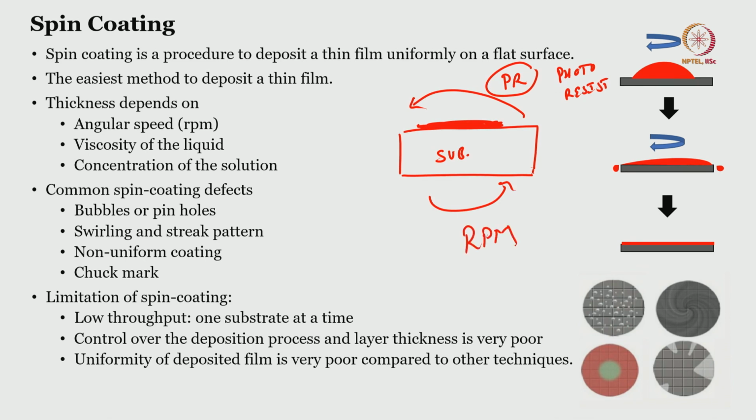What is RPM? Rotations per minute. So, as soon as I start spinning this substrate, what will happen? The photoresist on the substrate will also start spinning, and you can see from this image that it spins in one of the directions, either clockwise or anti-clockwise, and finally, when you do that, the uniformity becomes better. Okay. So, this is how the spin coating works.